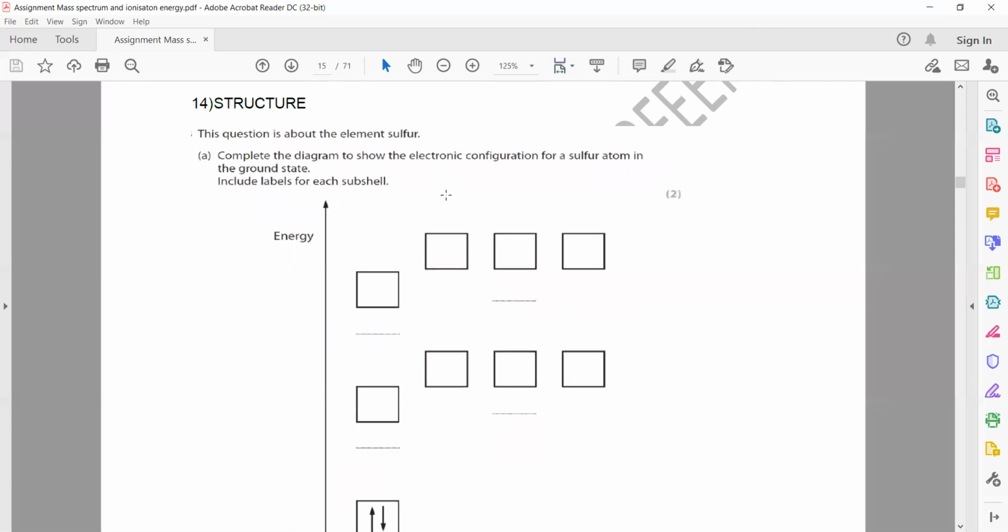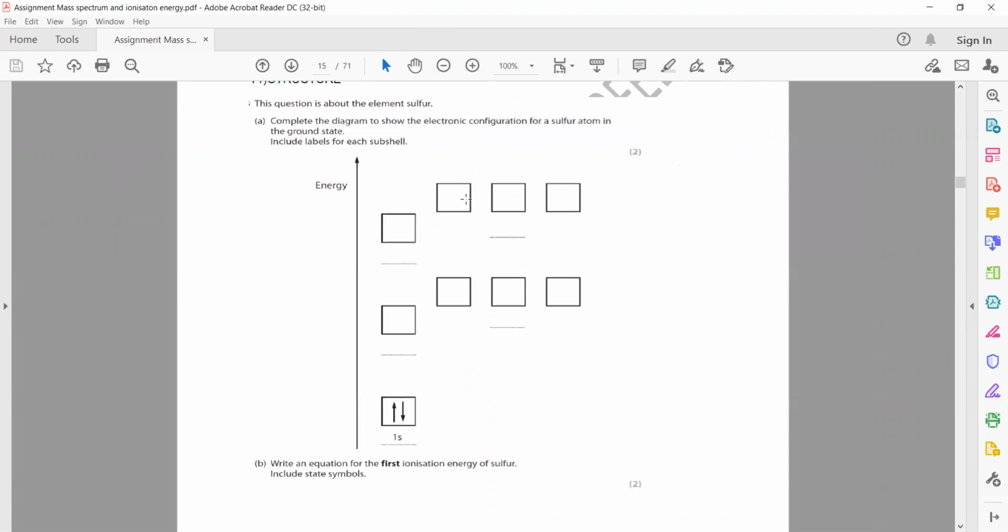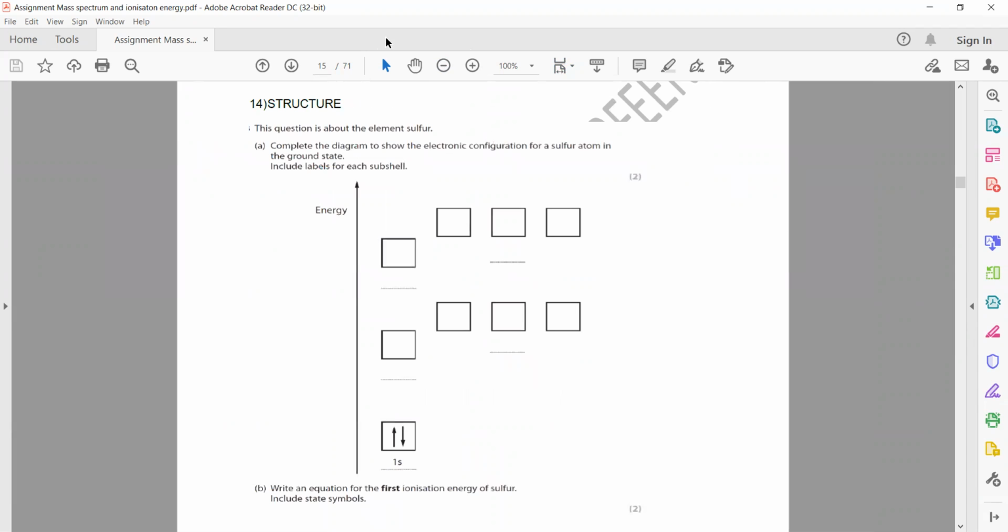Question 14, the structure question. This question is about the element sulfur. Complete a diagram to show the electronic structure of a sulfur atom. Include a label for each subshell.